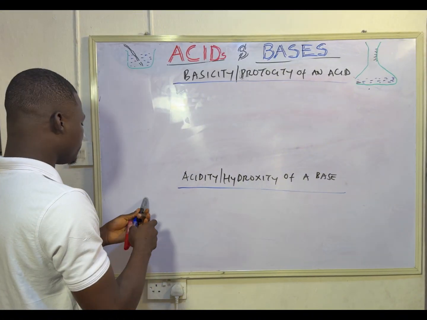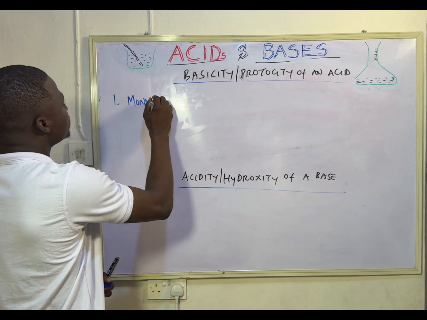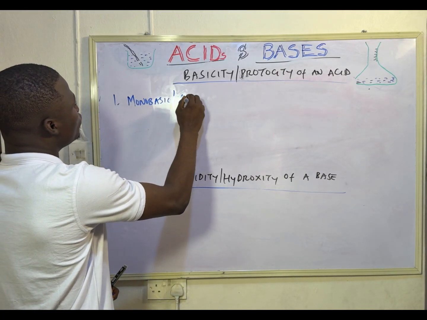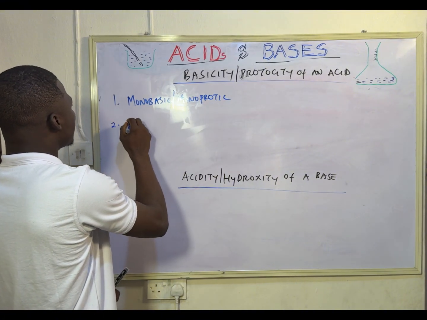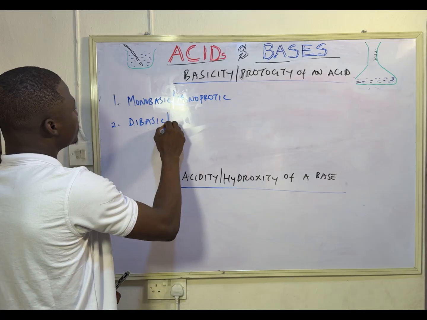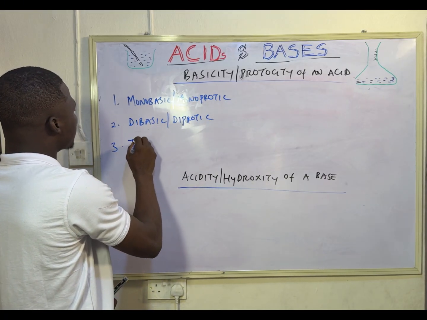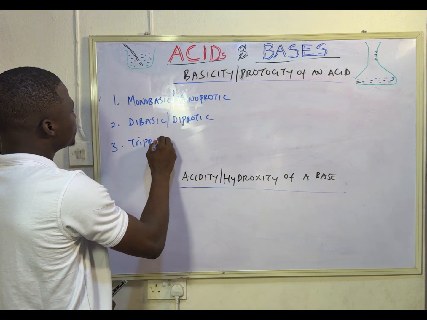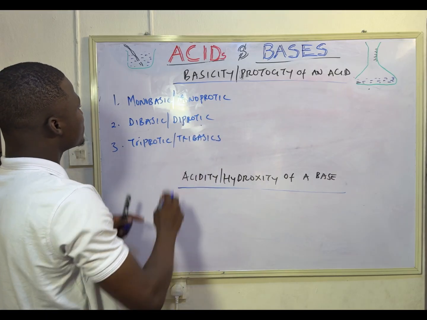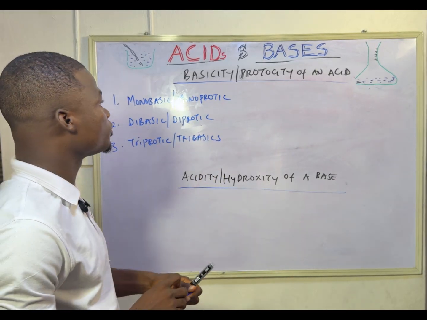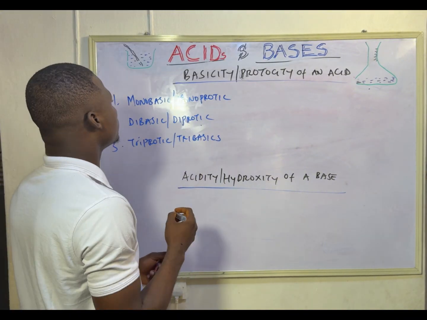So we have acids that are monobasic, or you say they are monoprotic. You have acids that are dibasic, or you say they are diprotic, and we have triprotic or tribasic acids. So acids that are monobasic or monoprotic only release one hydrogen ion in water.